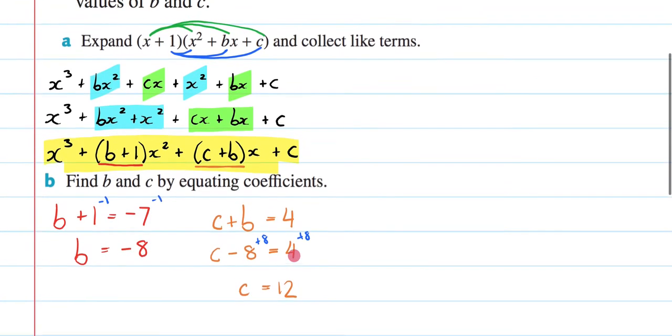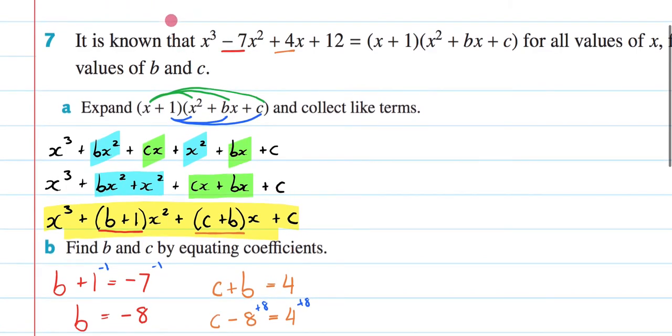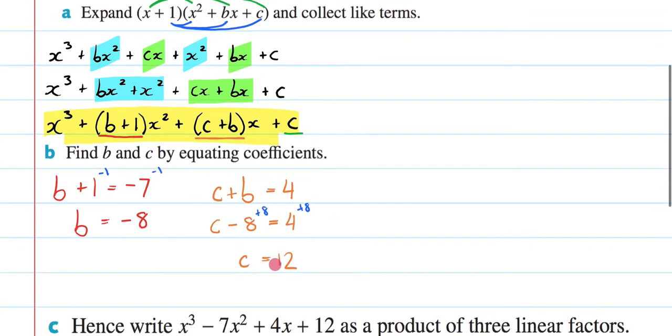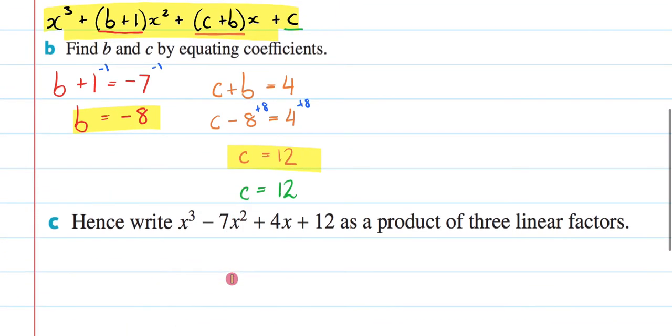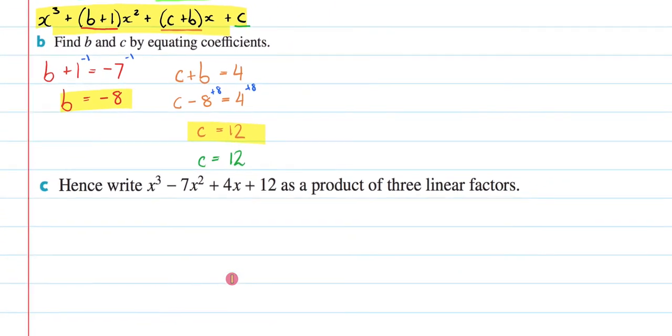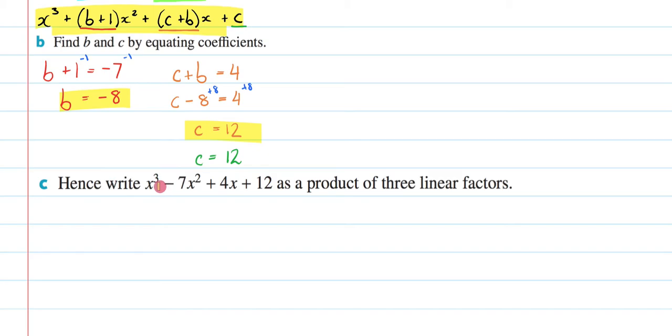Now there's also a very quick way you could do this as well. You could immediately recognize the fact that this c is going to have to be equal to this at the end because they're both my constants with no x's at all. So that would mean that c is equal to 12. So that's just double checking what we already know. So for part B, it's that and that. All done. Perfect.